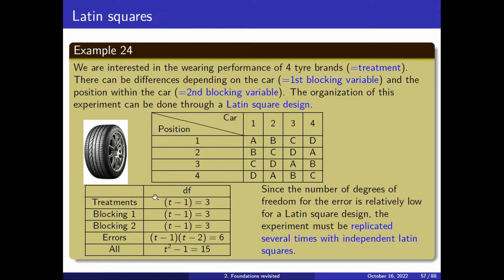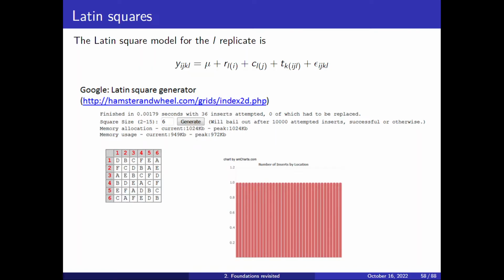Okay, so we may count the number of degrees of freedom. We have 16 observations, so we have 15 degrees of freedom. We need 3 for the treatments, 3 for the first blocking, 3 for the second blocking, and we have the remaining 6 for the errors. Because 6 is relatively low, this will give us very little power. We can repeat this experiment multiple times with independent Latin squares.